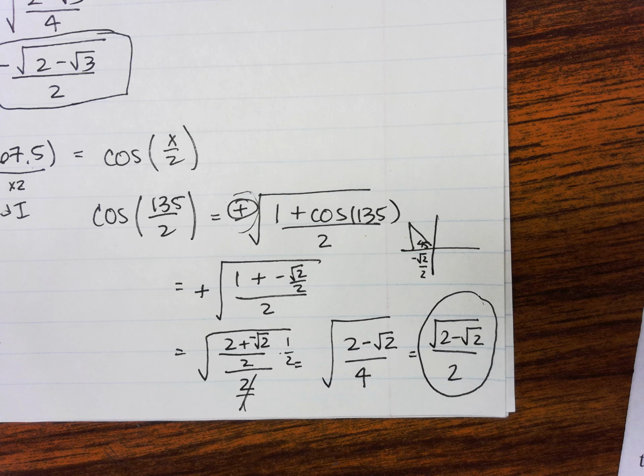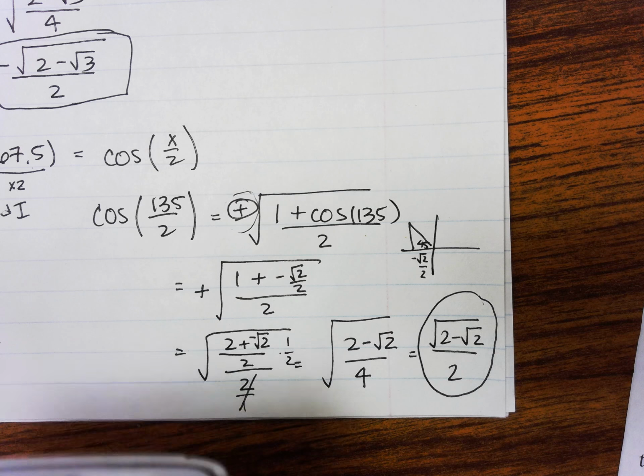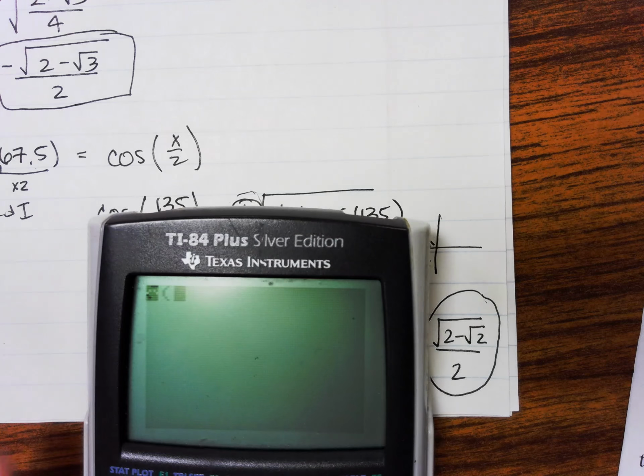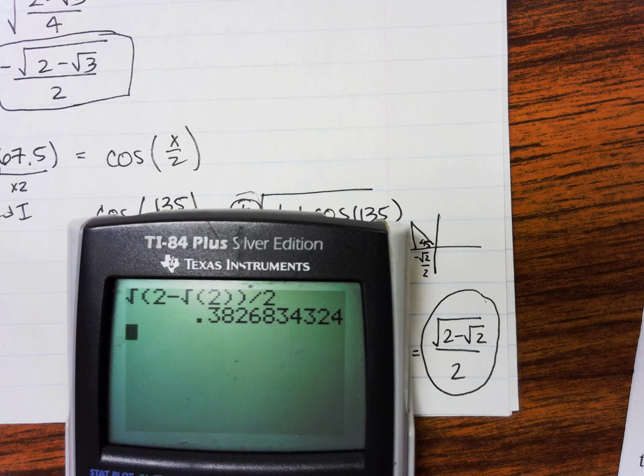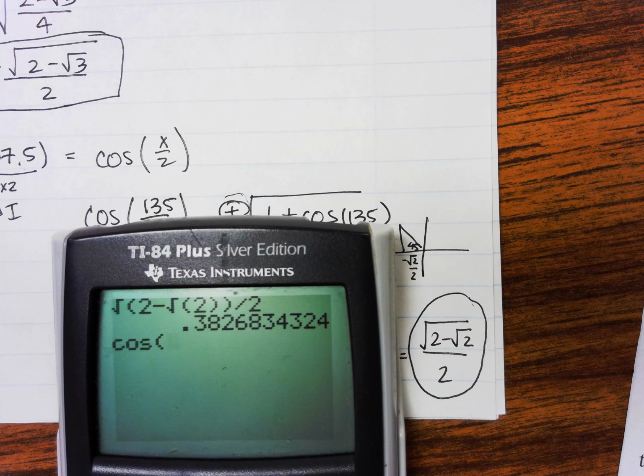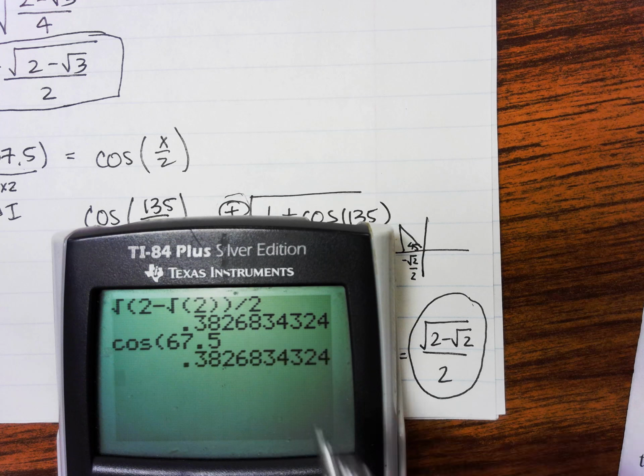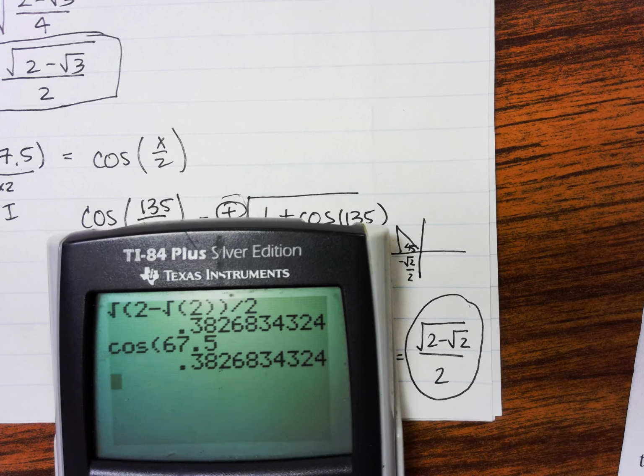Again, you can check this in your calculator. So if I put in the square root of 2 minus the square root of 2 and divide it by 2, I get 0.38268. And if I find the cosine of 67.5, I should get the same value, 0.38268. Okay, so you can check this as you go.